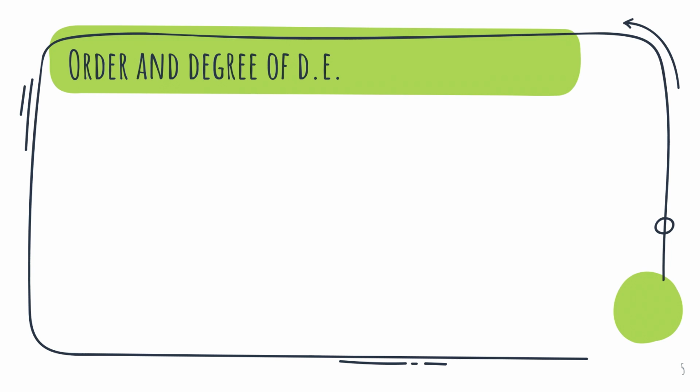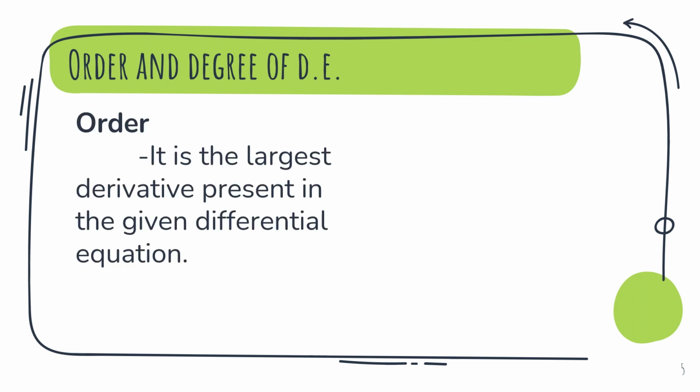So, next naman natin ay ang order and degree of DE or differential equation. First, ano ba ang order? It is the largest derivative present in the given differential equation. Sa case natin, sa example kanina na may y double prime, ang order niya ay second order. Pagpasensyahan nyo na ang aking sulat.